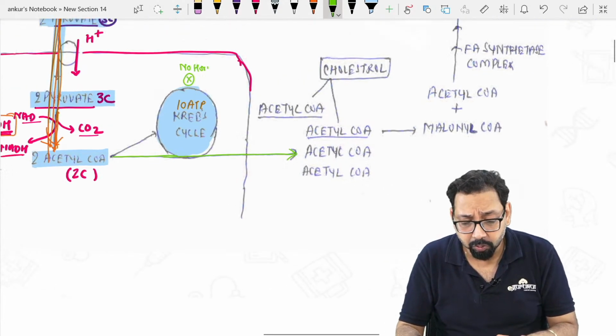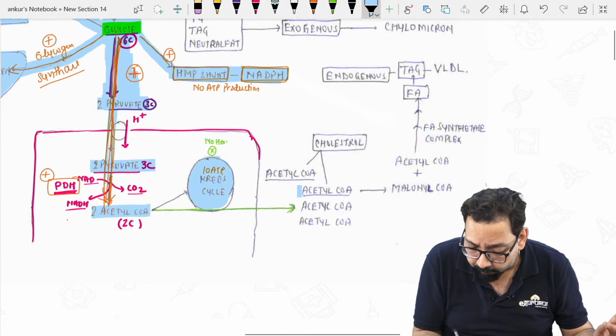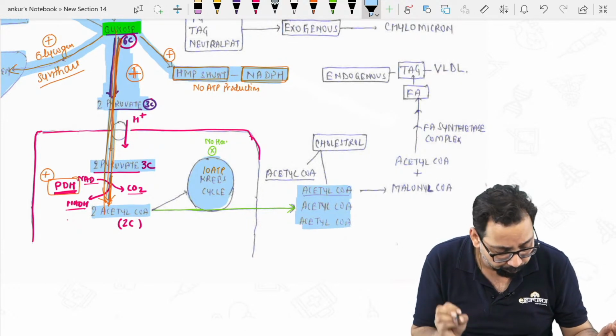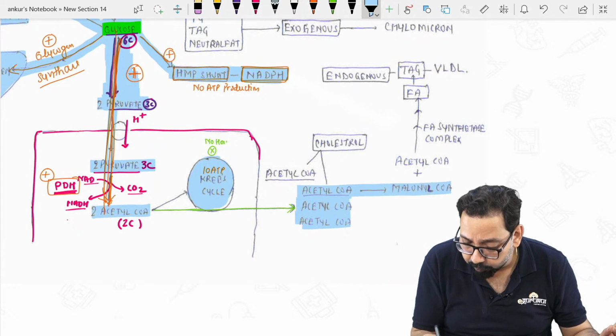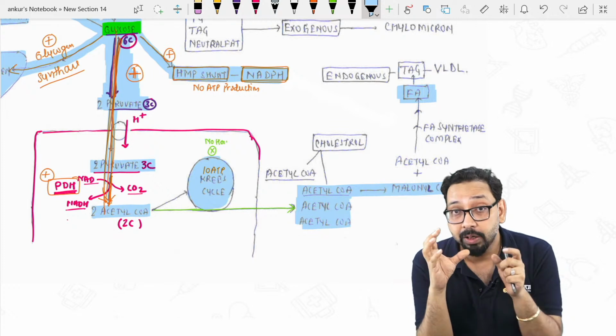Why they are thrown outside? Because these acetyl coenzyme will be converted into fat. These are converted into fat. Fat means fatty acid. Now let me tell you, what is the concept?